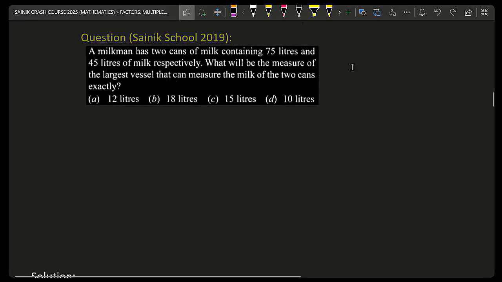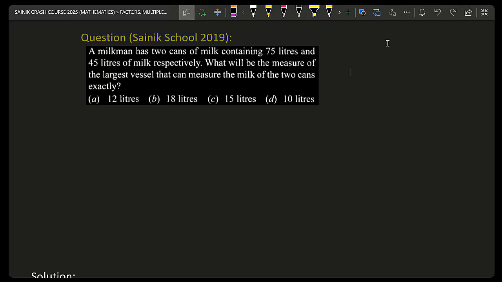A milkman has two cans of milk containing 75 liters and 45 liters of milk respectively. What will be the measure of the largest vessel that can measure the milk of the two cans exactly? So what we have to do? So, HCF. Why should we find HCF? Why not LCM?